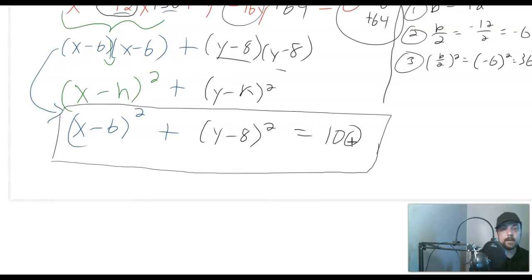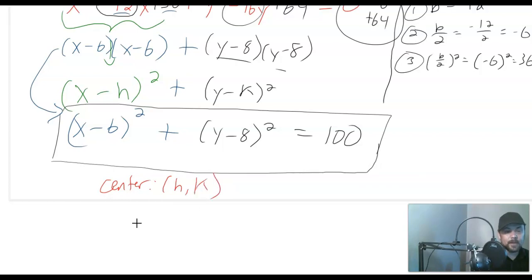Right? So it's the same equation. It's just now it looks different, and it looks like the formula that we've been using all along in this whole video. And now we can find the center and the radius. Now that the equation looks like this, the center is going to be at h comma k.